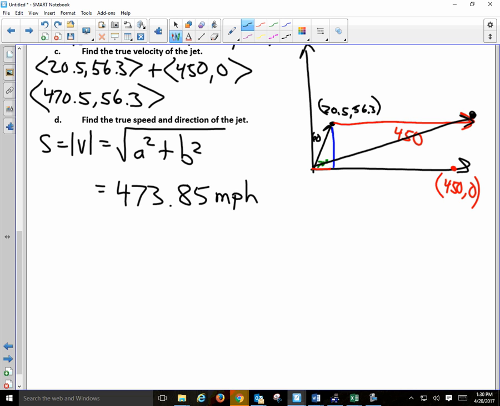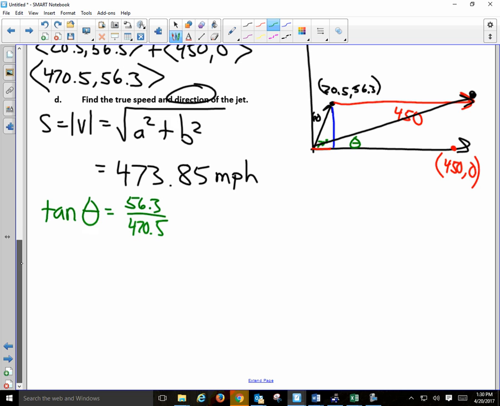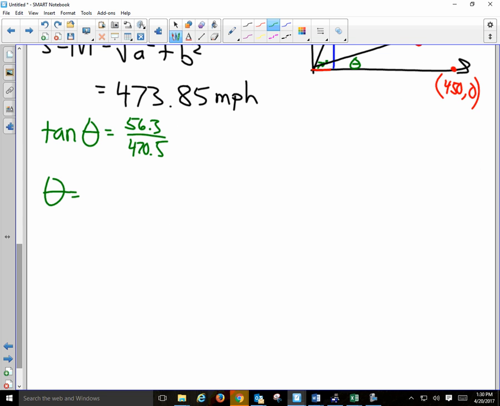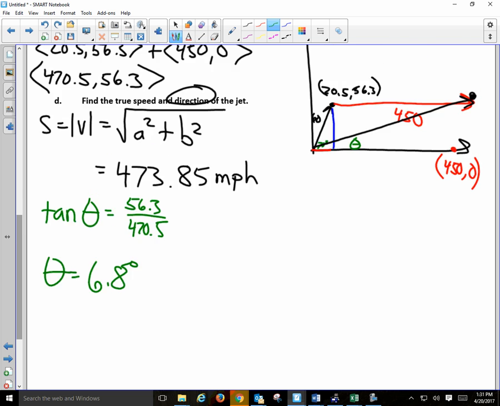All right? It also says find the direction of the jet. So in other words, I want to know what that angle is right there. Very good. Tangent of theta is equal to b over a. B in this problem is 56.3, and a is 470.5. So let's inverse that and see what we come up with. Theta? 6.8 degrees. Is that what you got? Okay, so this angle is 6.8.